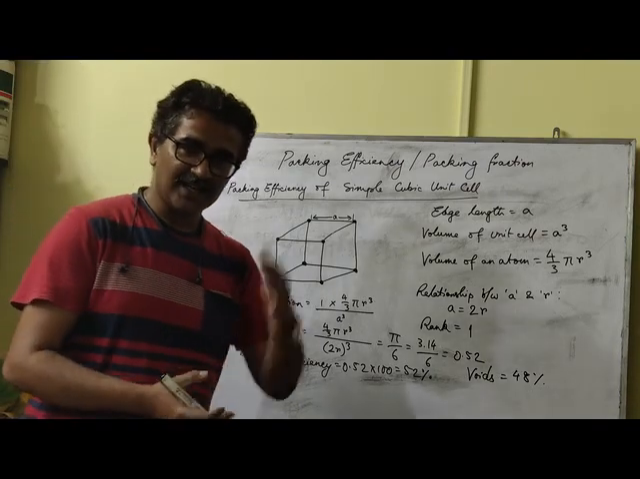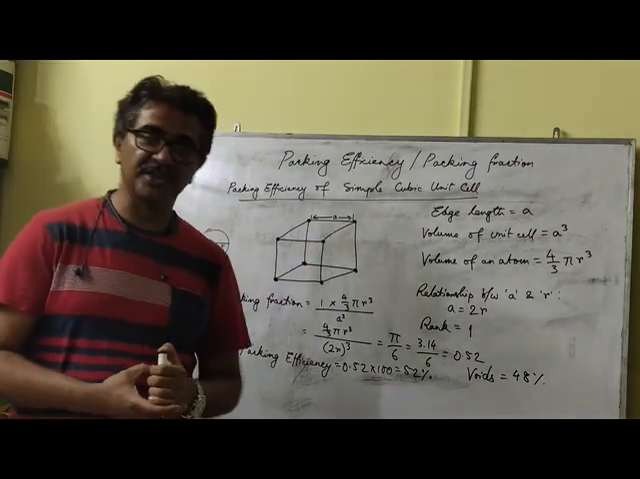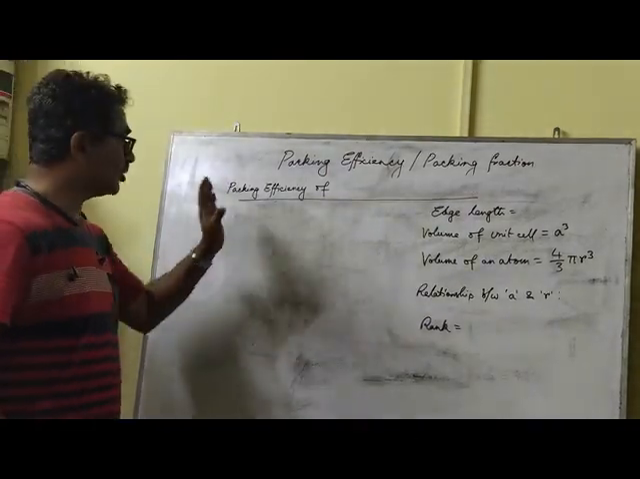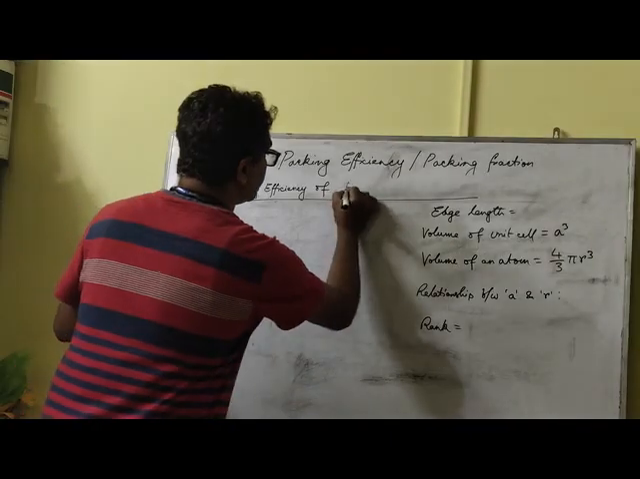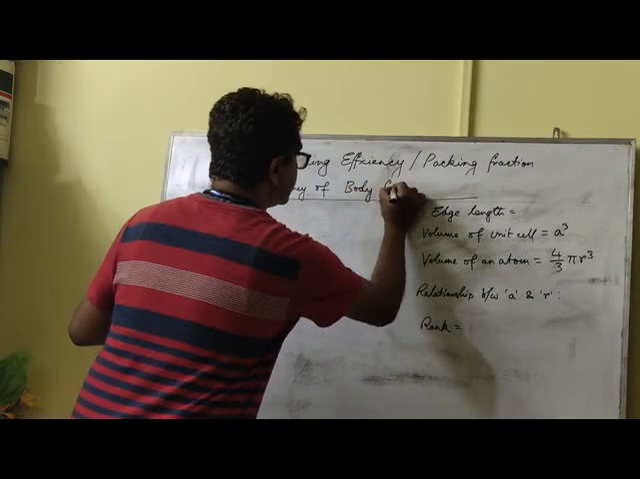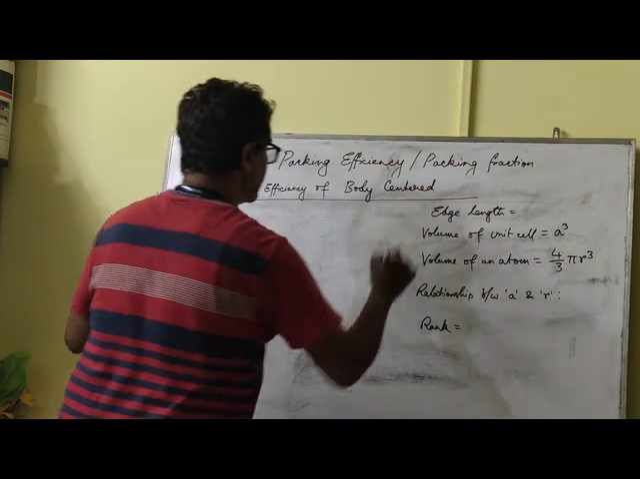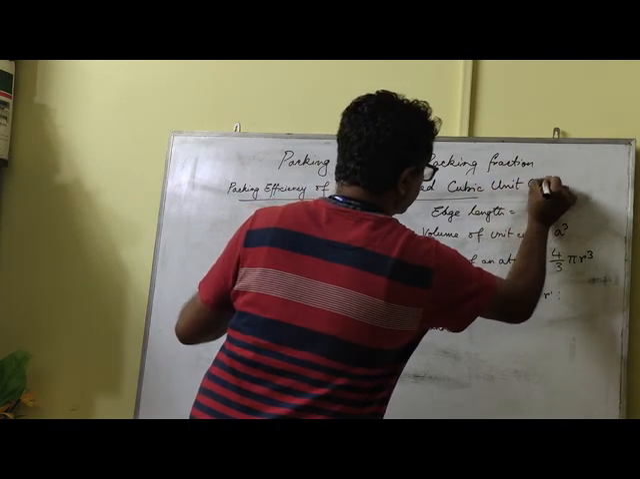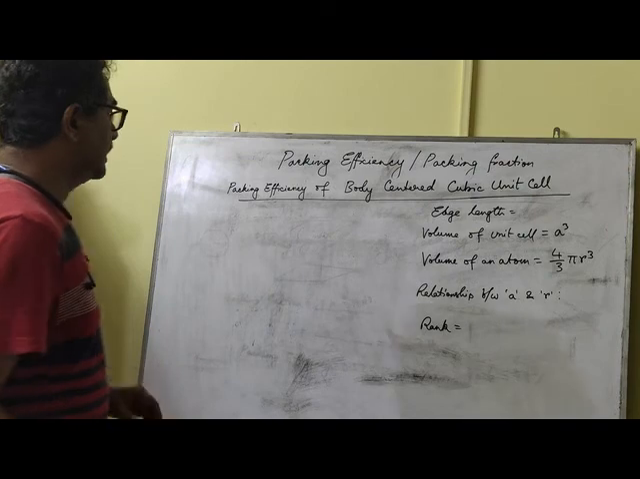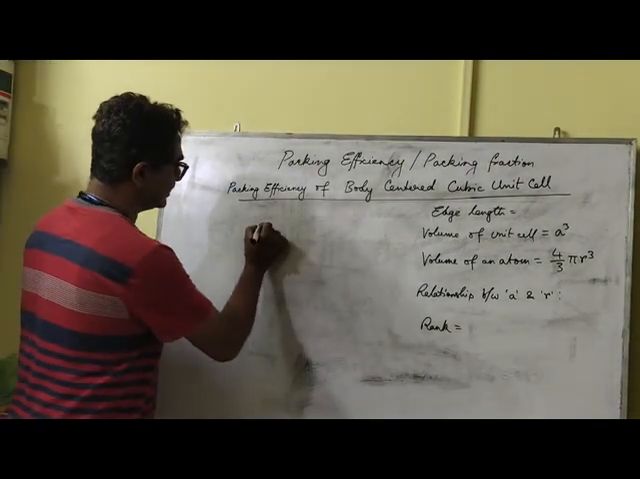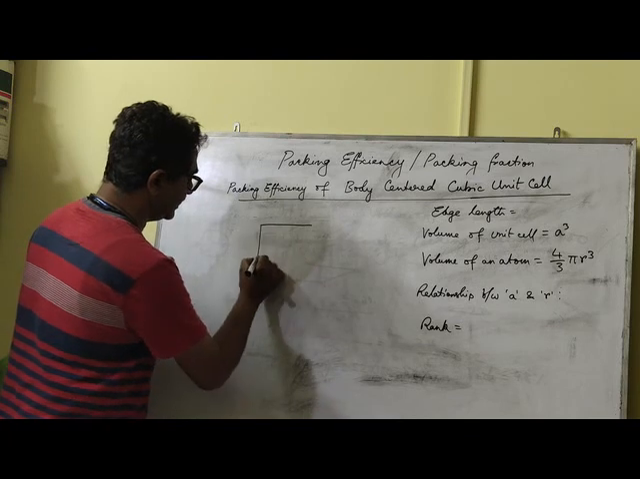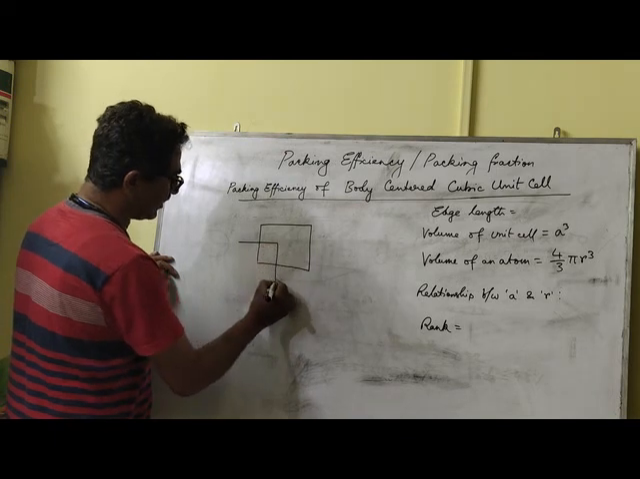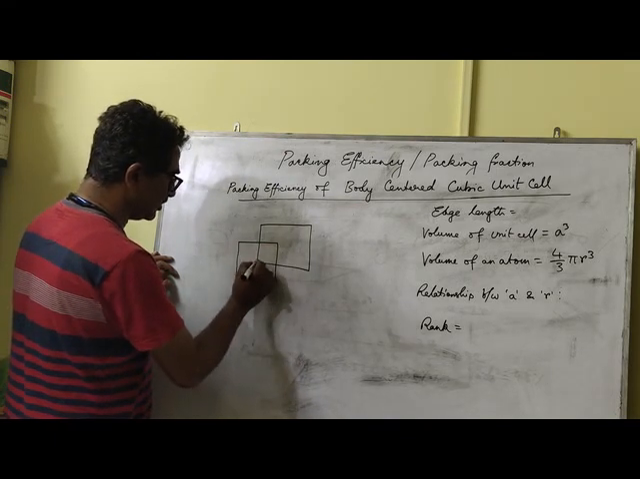Isn't it very easy? Now what we are going to do is find the packing efficiency of a body-centered cubic unit cell. So once again I'm going to draw this so that you don't forget it. Though we have already found the rank and the edge length, all these values we have already found before this. I've already taught you how to do that.